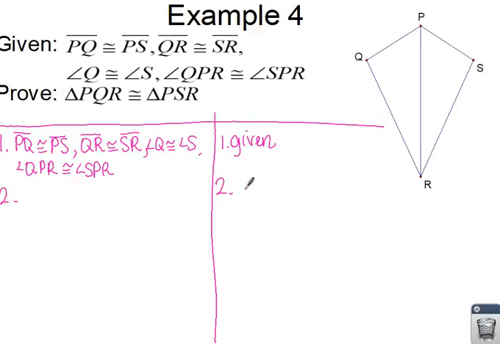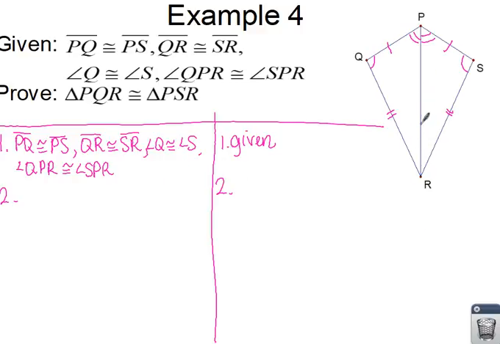Okay, also when you do your givens, I want you to go over to the picture and mark the givens on the picture. So, PQ is congruent to PS, QR is congruent to SR, and then angle Q is congruent to angle S. So that's what we have so far. And then angle QPR is right here. It's congruent to angle SPR. So so far we've got two sides and two angles in each triangle that are congruent. We need to find the third on both.